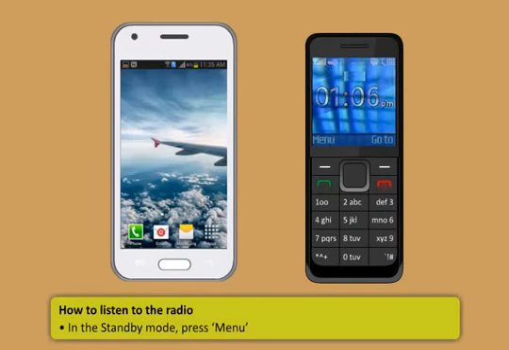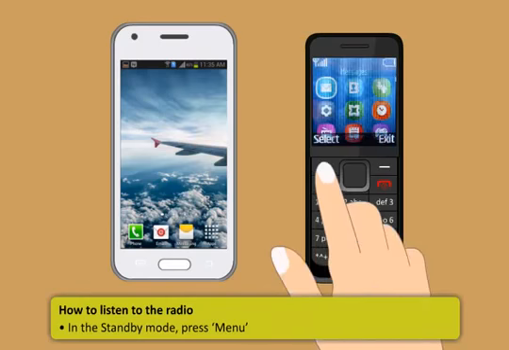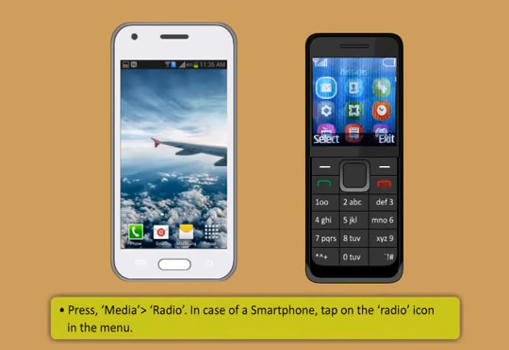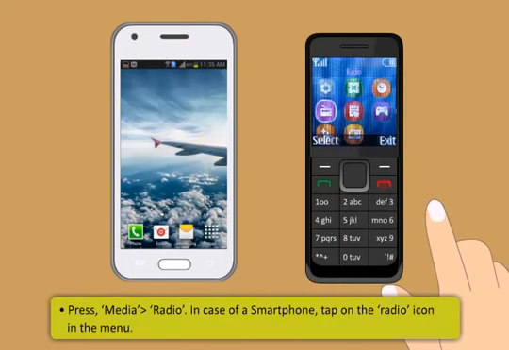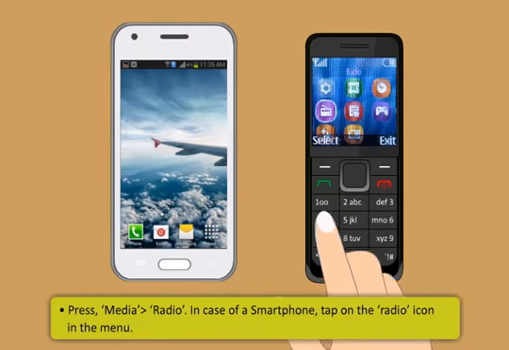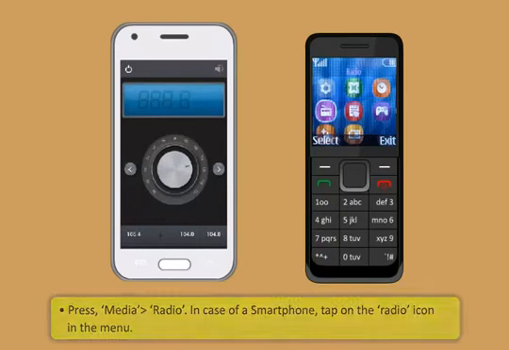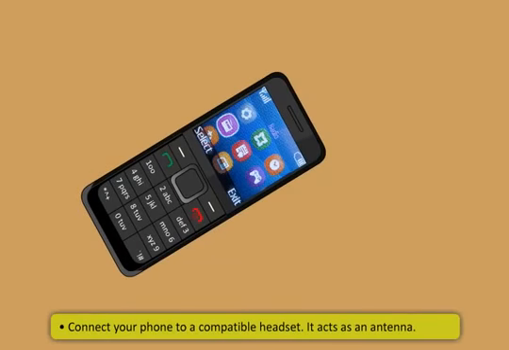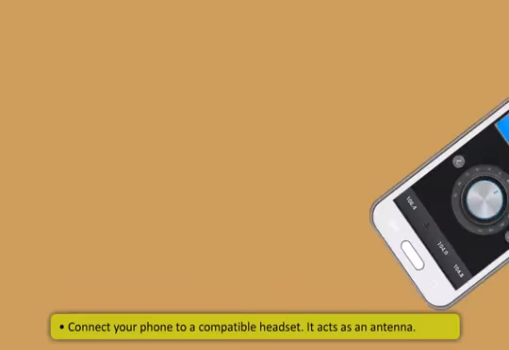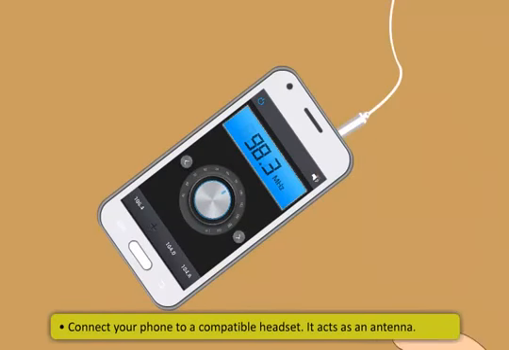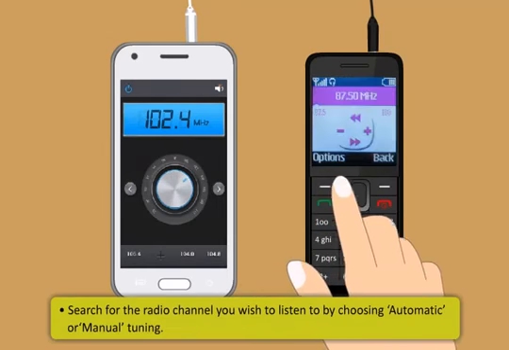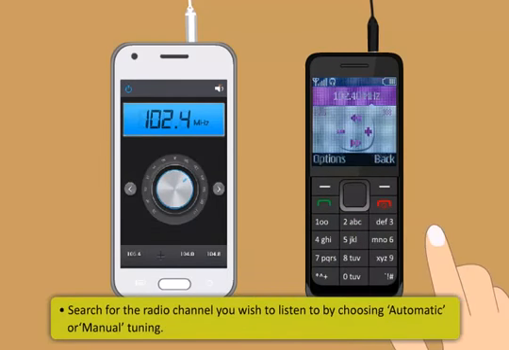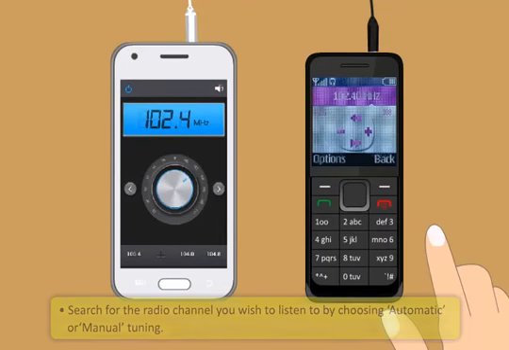First, in the standby mode, press Menu. Then, go to Media and then to Radio. In case of a smartphone, tap on the radio icon in the menu. Next, connect your phone to a compatible headset. It acts as an antenna. After that, search for the radio channel you wish to listen to by choosing Automatic or Manual Tuning.